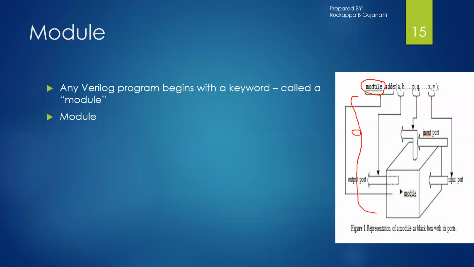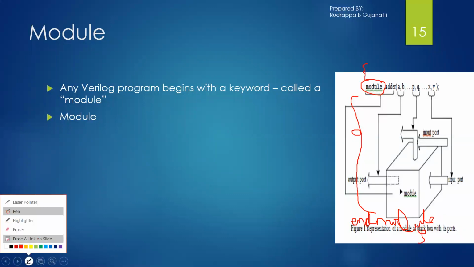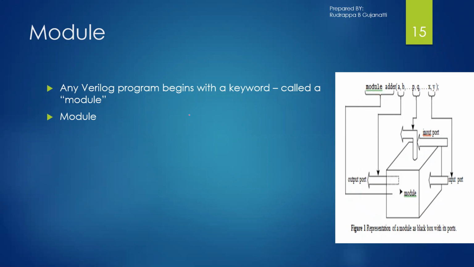this entire black box. The module is, as I previously mentioned, like the open braces or open parenthesis in C programming. And if I have to end it, we use the keyword endmodule, which acts as a closed parenthesis. So a Verilog program begins with the keyword we call module. So this is a keyword.